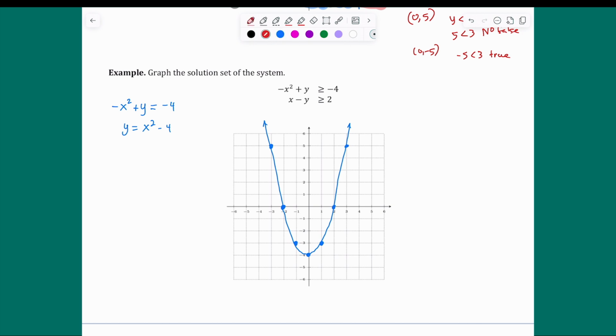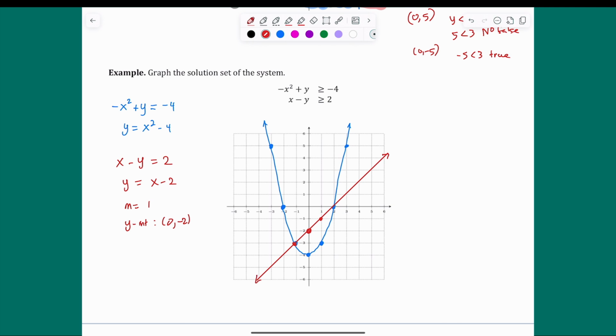And then let's go ahead and graph the next inequality, whose equation, x minus y equal to 2, is basically the line in slope-intercept form y equals x minus 2, which tells us we have a slope of 1 and a y-intercept of 0, negative 2. So plot a point at 0, negative 2. And then using the slope of up 1 over 1 or down 1 over 1, we get a line that looks something like this here.